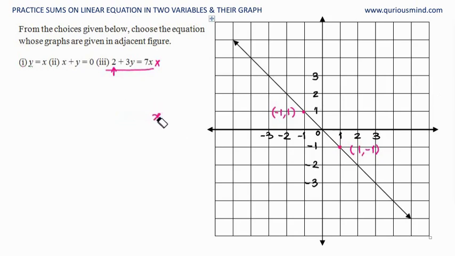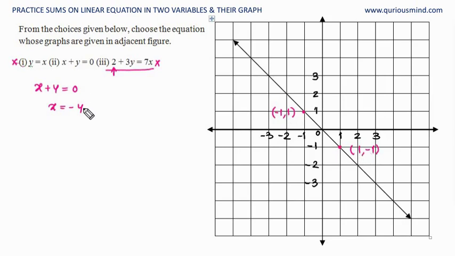So we will check first and second. Y is equal to x. If you see here, minus 1 and 1. X is minus 1, y is 1. That's not true. Y is not equal to x. So even this one is not true. Let's take x plus y is equal to 0. If I take y that side, it becomes x is equal to minus y. And if you see, here y is 1 and x is minus 1. So x is minus y. That's correct. Here x is 1 and y is minus 1.